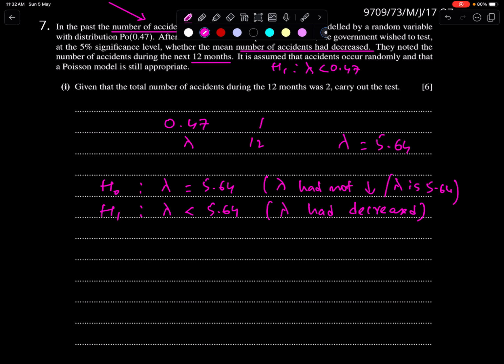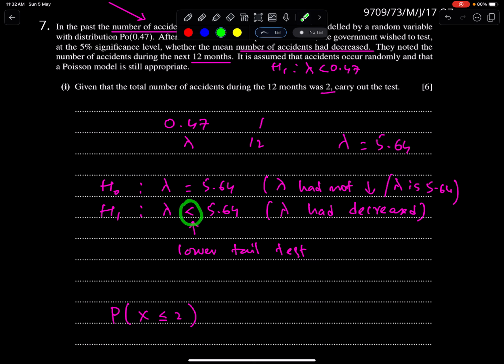Now the test value. Because of lesser sign, we have to perform the lower tail test. And test value is 2. So we need this probability. Remember, whatever the sign is here, we always copy that sign here in test value. And the test value is always inclusive. So we need probabilities of these three numbers in Poisson.